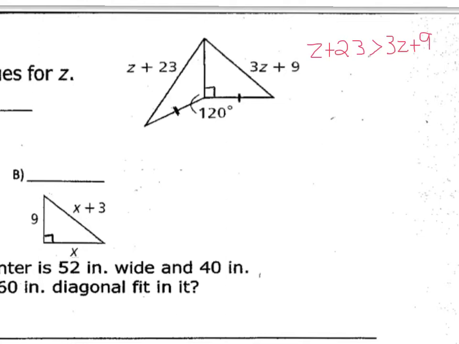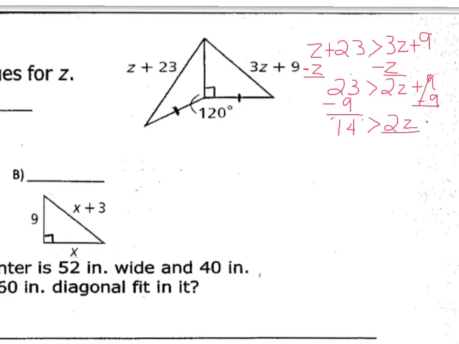What do you do first? Subtract the z. That's right, subtract z, so it's going to be 2z on the right. I just recopied the 23 greater than 2z. Good job. Then subtract 9 from both sides. That's right, minus 9, and that would be 14. So 14 is greater than 2z. And the last step is divide by 2. So 7 is greater than z.